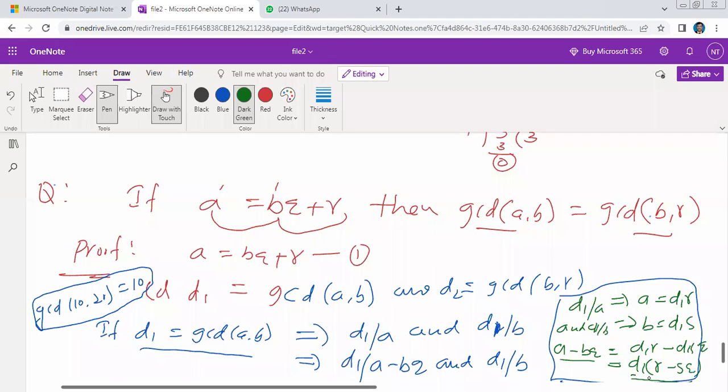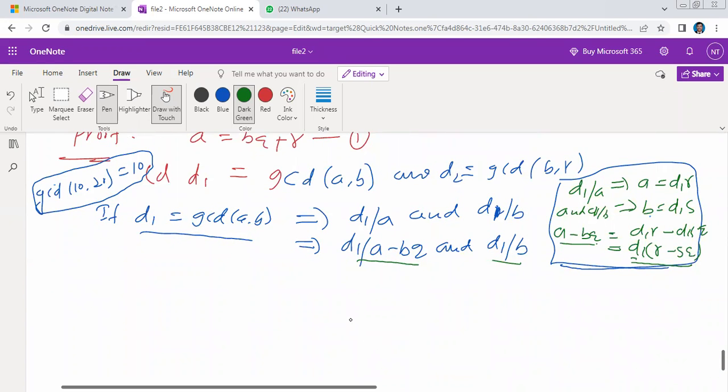Because D1 is one of the factors of A minus BQ, D1 divides A minus BQ, and also D1 divides B. Same condition. This is the reason I'm writing here. Using these two, what is A minus BQ? A is equal to BQ plus R, so A minus BQ is equal to R. D1 divides R, and D1 divides B.